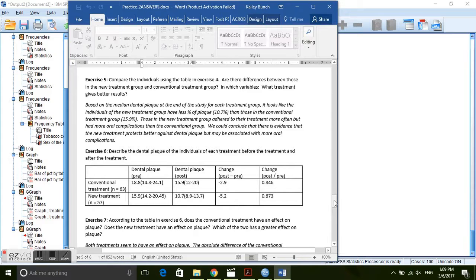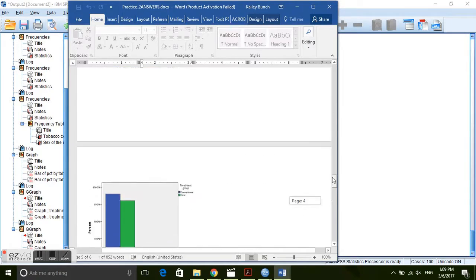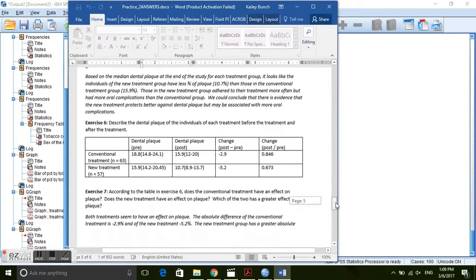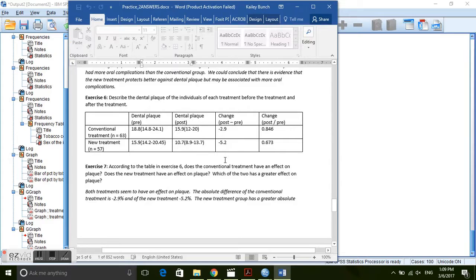And then exercise 5 asks you to compare the individuals from the table and the graphs here. And you can see what I wrote. And then exercise 6 wants you to just enter the information that you've already put in the exercises above. So put the dental plaque before the study in the conventional treatment group, the dental plaque before the study in the new treatment group, then use the variable dental plaque after the study, put it in for each treatment group.